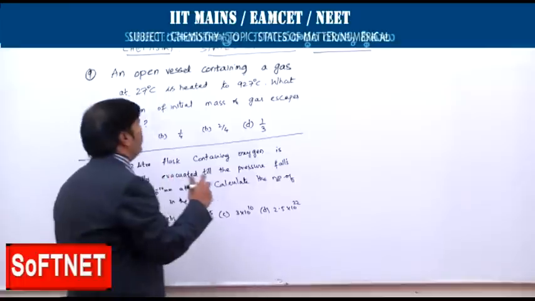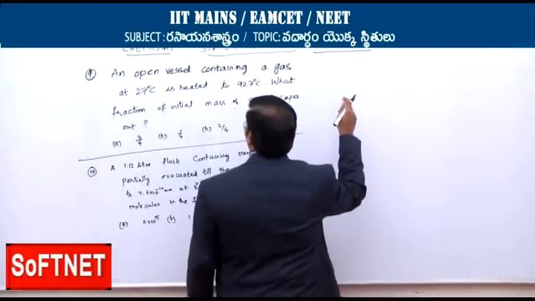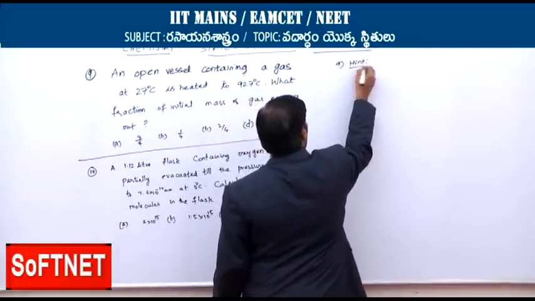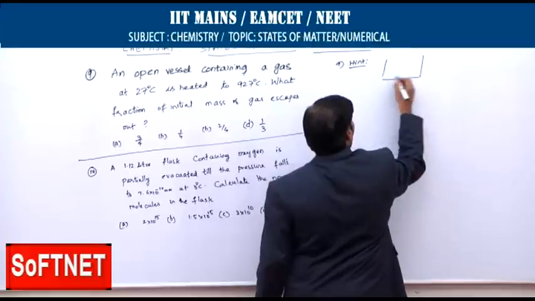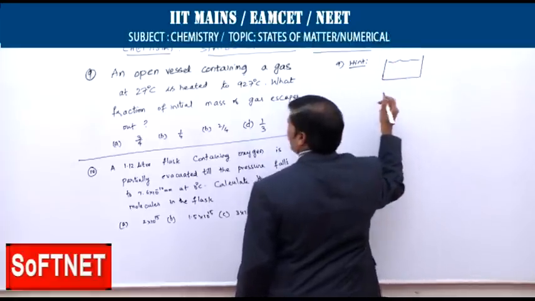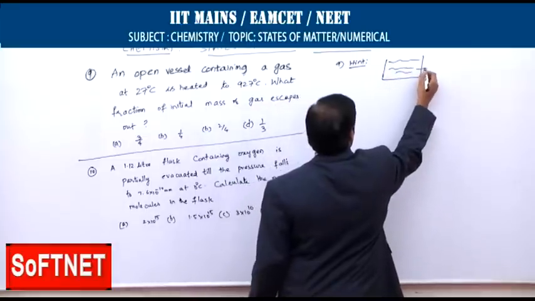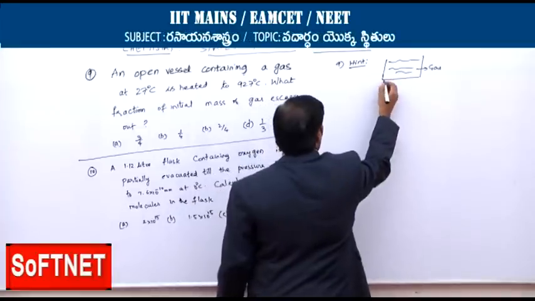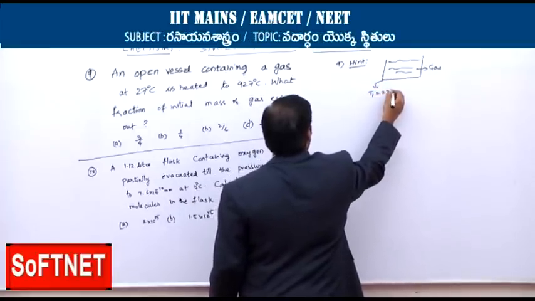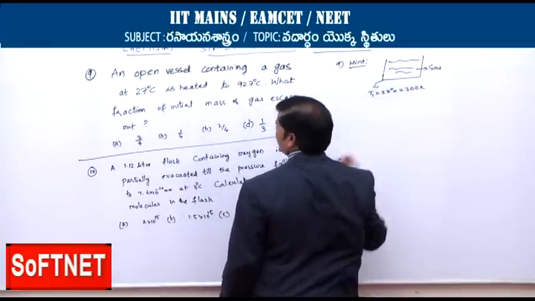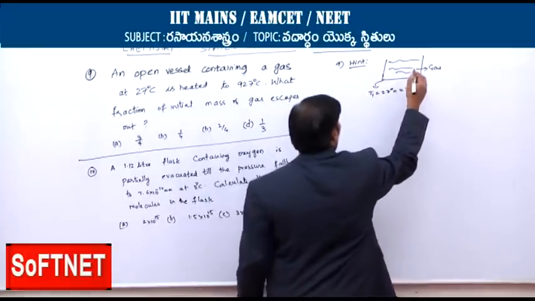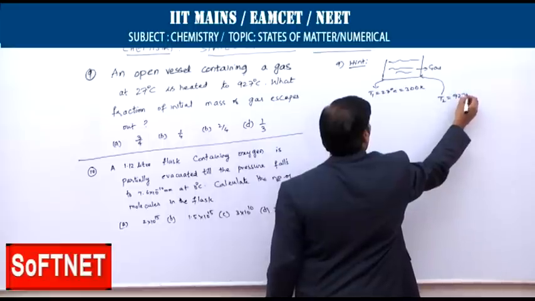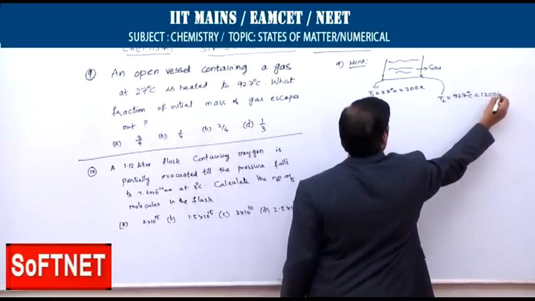So let us first approach the first problem. He himself is saying that the vessel is an open vessel, and inside it is being filled with gas. Initially the vessel temperature T1 is 27 degrees centigrade, which means you can take 300 Kelvin as the initial temperature. Now it is being heated up to temperature T2, which is 927 degrees centigrade, which is equal to 1200 Kelvin.